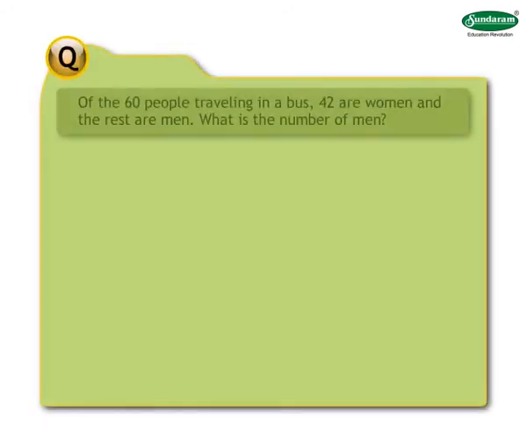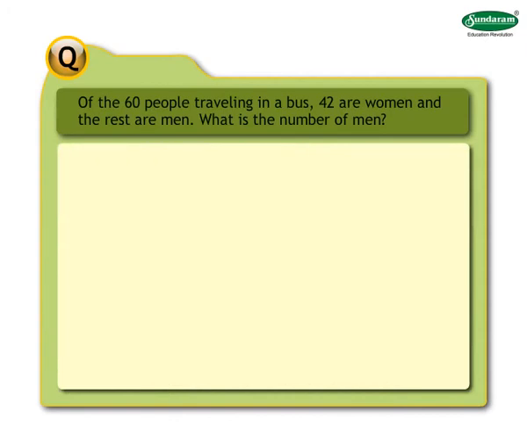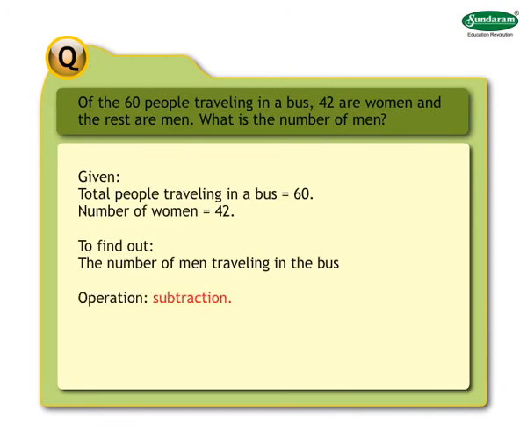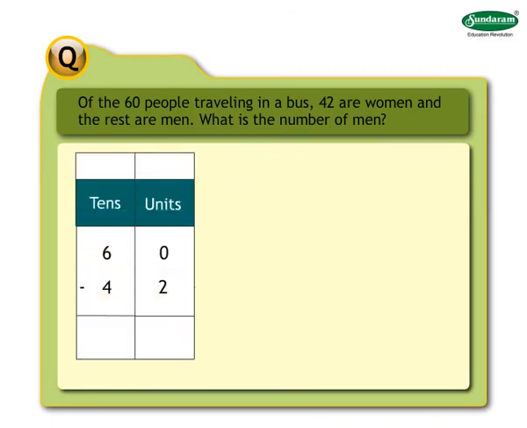Question. Solve the following problems. Of the 60 people traveling in a bus, 42 are women and the rest are men. What is the number of men? Solution. It is given that total people traveling in a bus is equal to 60. Number of women is equal to 42. We have to find out the number of men traveling in the bus. Now, the operation here is subtraction. Subtract 42 from 60. Place the numbers vertically.